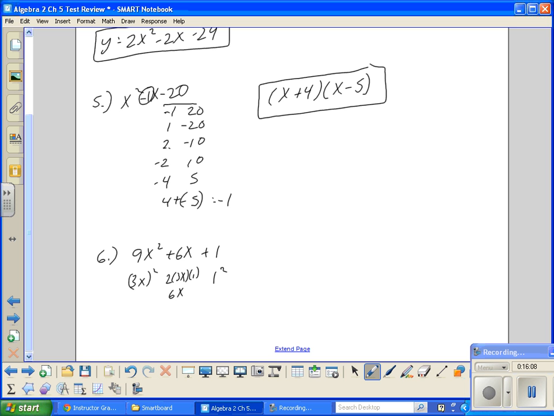So since it's a perfect square trinomial, we take the leading term and the end term and combine them. We look to see what the signs are. Since it's plus plus, there had to be no negative there. So it becomes 3x plus 1 squared.